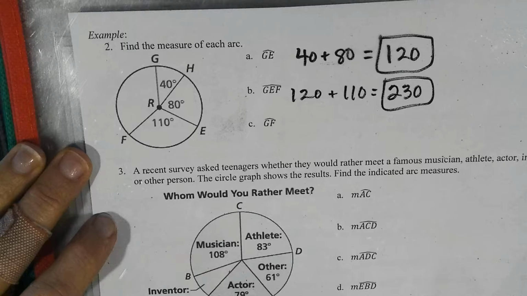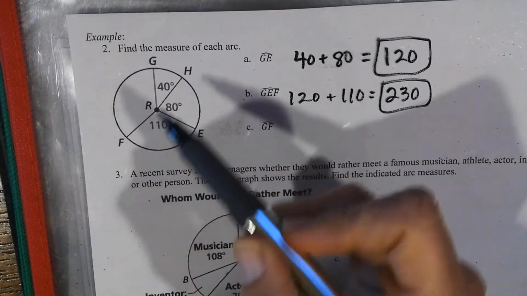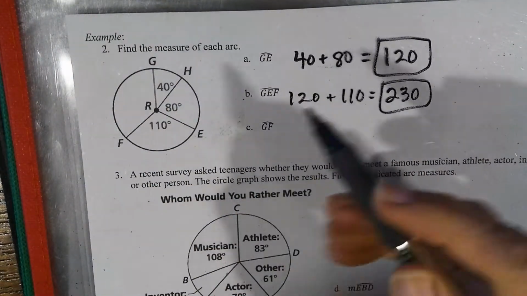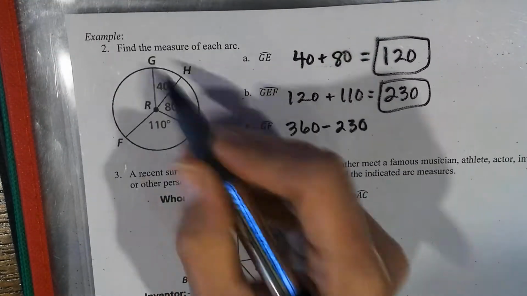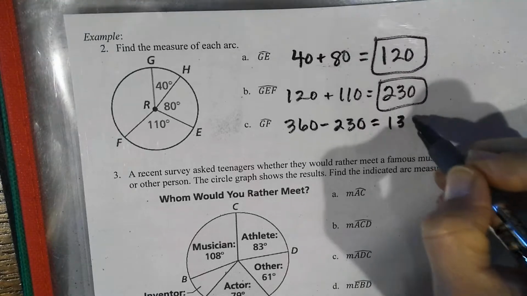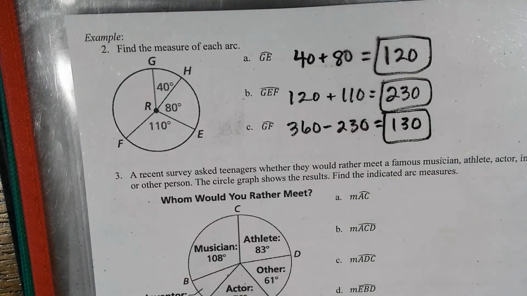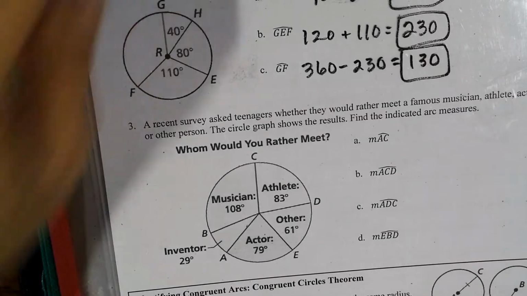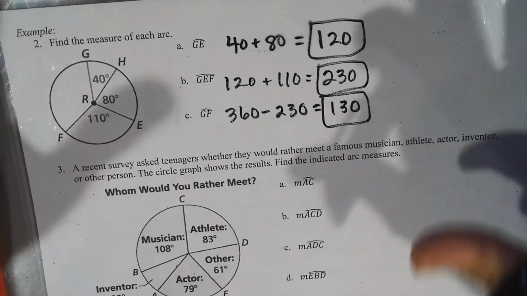Okay. And GF. Now, GF I can look at this way. So it's all of this not, right? So it's 360 minus 230 because it's everything it's not. So that one's going to be 130. See how easy that is? I love making this easy for you. Okay, we have a word problem. Literally, that's all this section's about. It's just finding those arcs.